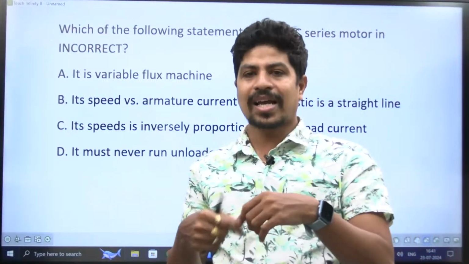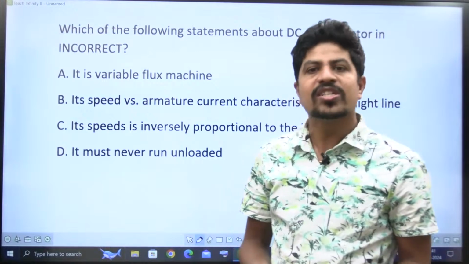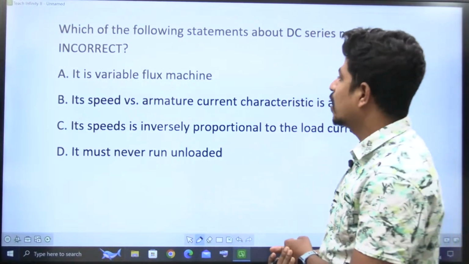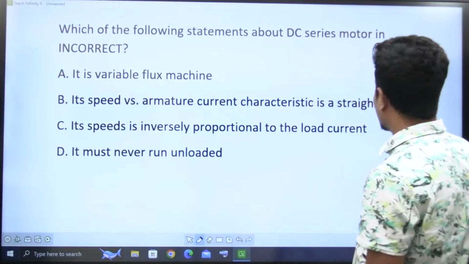Therefore, as current is changing, flux is going to change. Why will current change, sir? When load changes, obviously current is going to change, right? Next, its speed versus armature current characteristic is a straight line. This is the blunder.